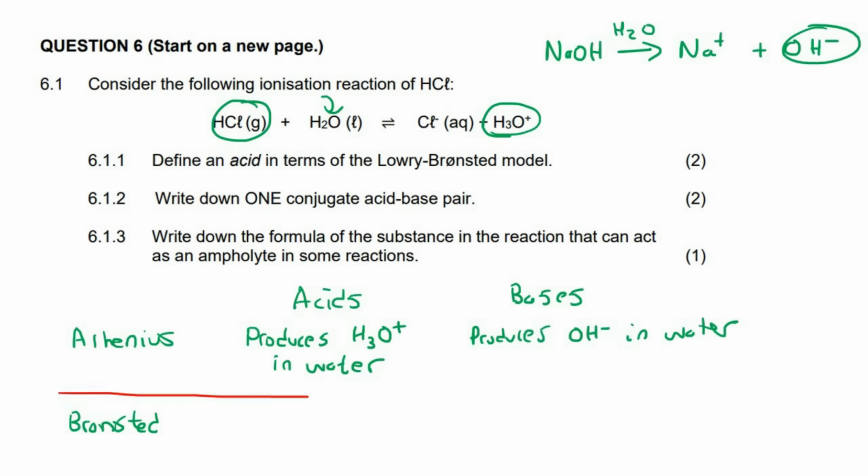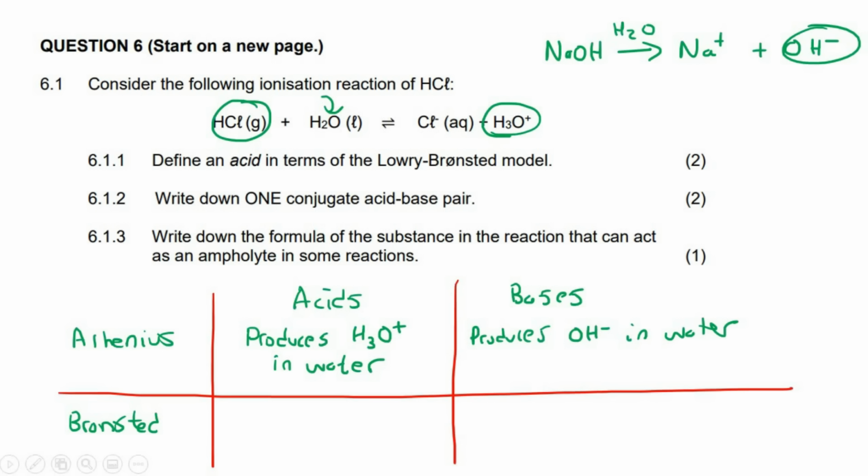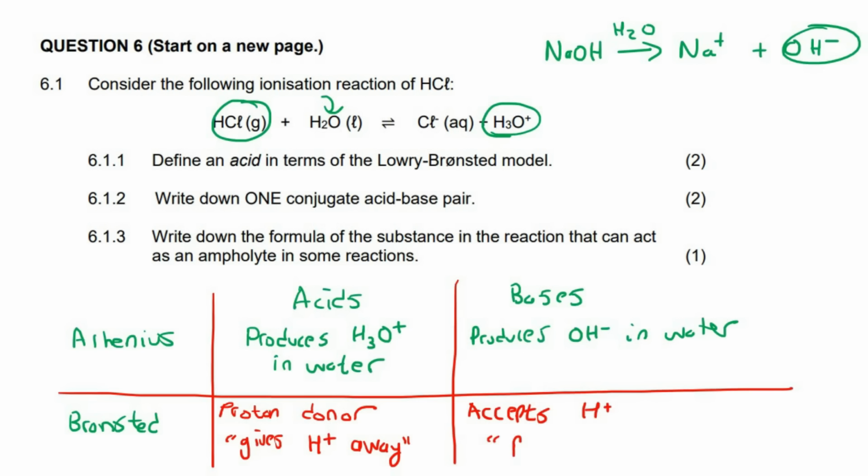Okay, now Bronsted, his definition was a little bit more usable, and what he said was that an acid is a proton donor. So it donates a hydrogen, or a hydrogen ion. So we can just say here, it gives H+ away. And then a Bronsted base accepts H+. So it is a proton receiver.